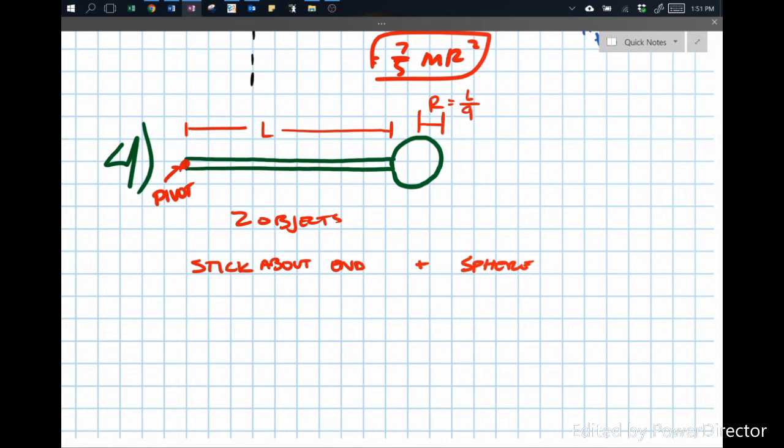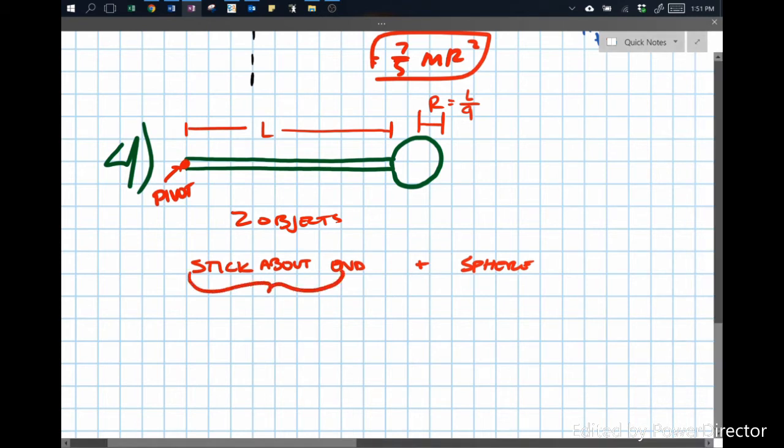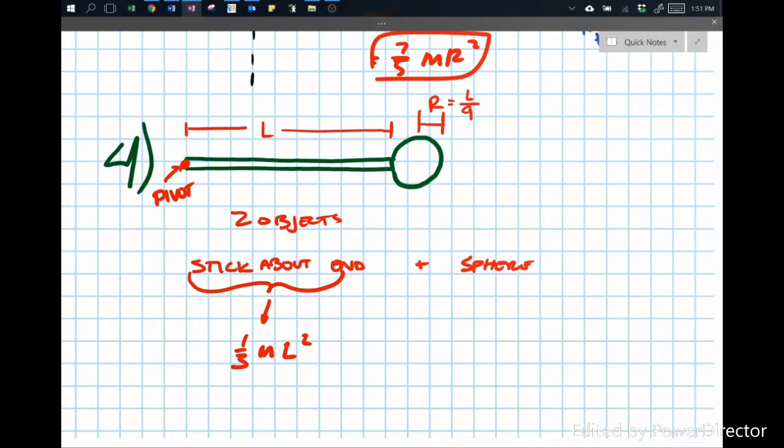And since sticks are rotated about their ends so much, we've memorized the result of the parallel axis theorem for that spot. So every time we have a stick about its end, the moment of inertia is going to be 1/3 the mass of the stick times the length squared. Done. We don't have to do anything with that because it's a stick about its end. No questions asked. And then we have the sphere.